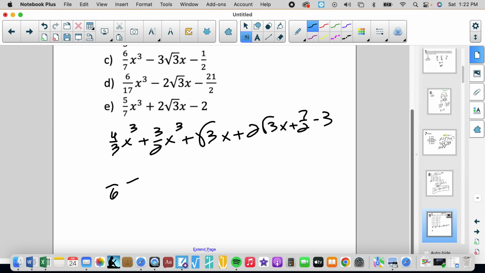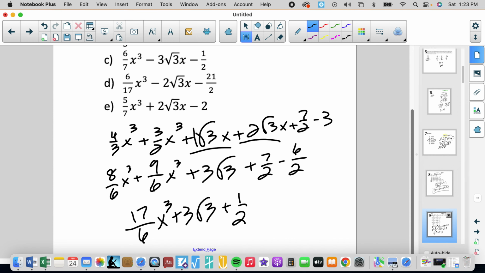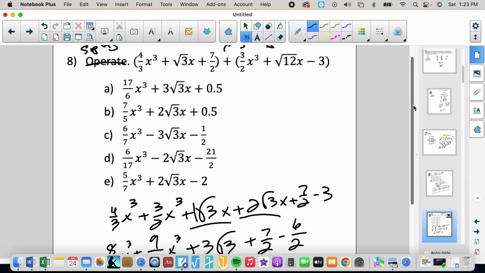So we need a common denominator of 6. So that's going to give us 8/6 x cubed. That's going to give us 9/6 x cubed. We can combine like terms. It has a coefficient of 1, so that'll be 3 rad 3. And we have to find a common denominator of that. So that's going to be negative 6/2. And 8 and 9 is 17. 17/6 x to the third plus 3 rad 3x plus 1/2, which is a decimal value of 0.5.